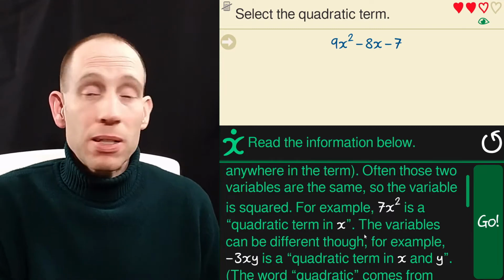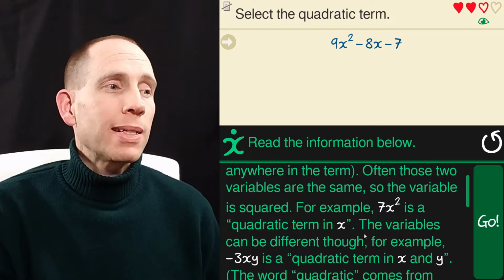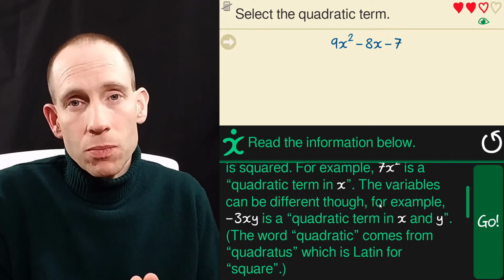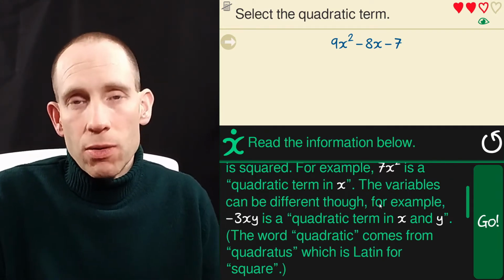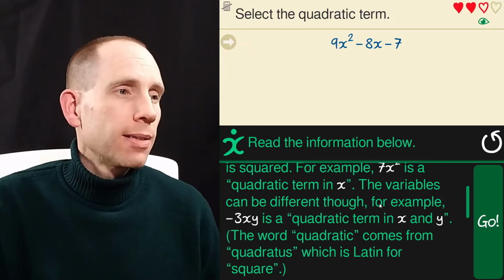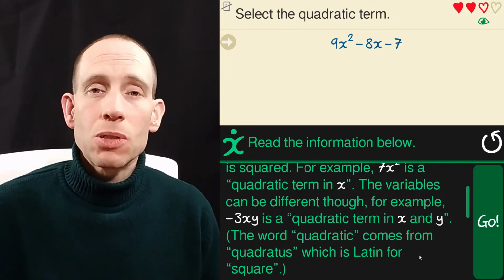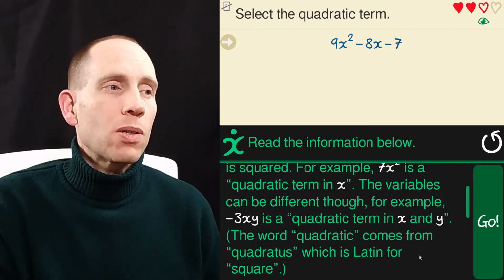The variables can be different though, so you could have an xy term that's got two variables being multiplied together. But as I say, usually we'd just be looking at one type of variable, particularly as you begin learning algebra. And so you get an x squared or a y squared or an a squared term. The word quadratic comes from the Latin quadratus, which is Latin for square. So a lot of these terms are something squared, so that's why it's called a quadratic.